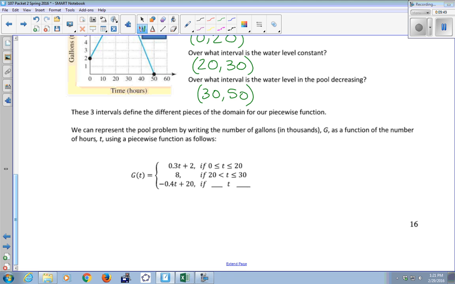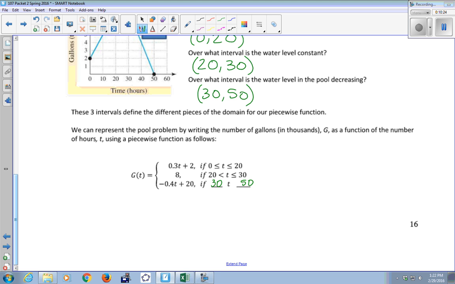And then after each formula, you write the word if and give the interval on which that formula applies. So the 0.3t plus 2, that formula applies only from t equals 0 to t equals 20. And then the y equals 8 applies from time 20 to time 30. And then y equals negative 0.4t plus 20, that applies when? 30 to 50.